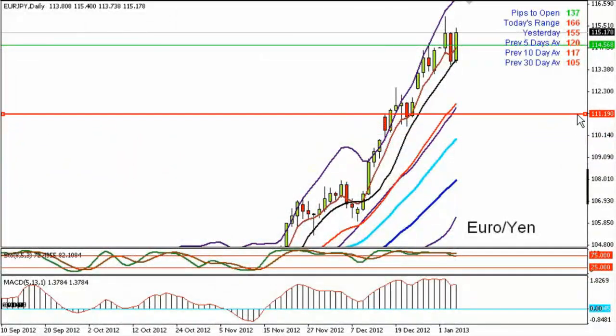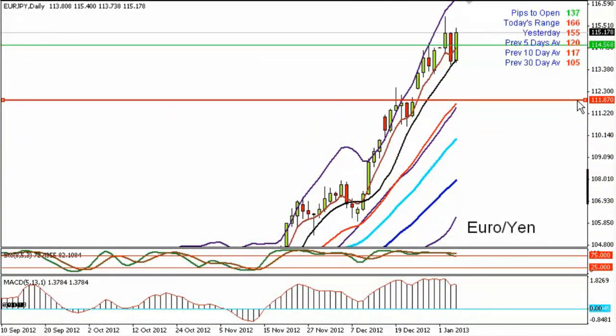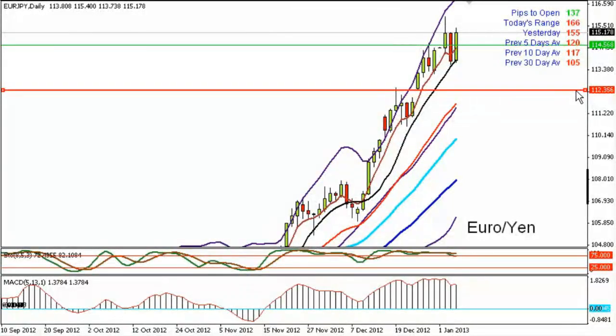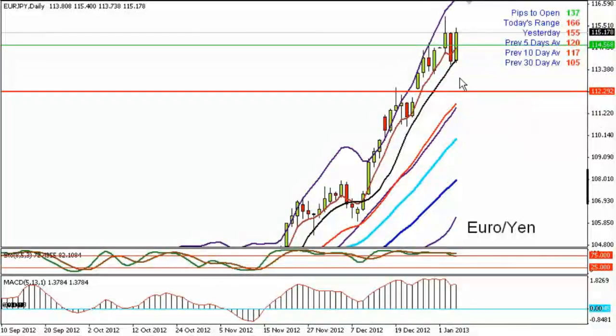So we're at 110, we've then got this 111 and 112 area. So 112, anywhere around here, potential big pullback. Yes, I will be interested. At the moment, it's just, for me, in no man's land. I need pullbacks.